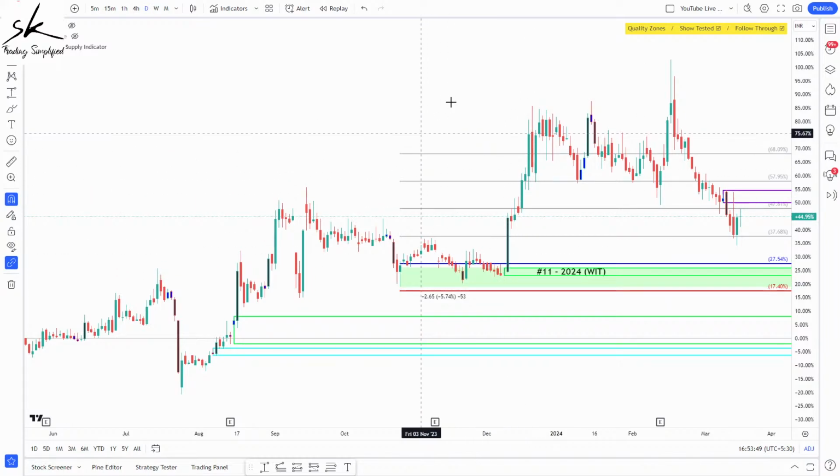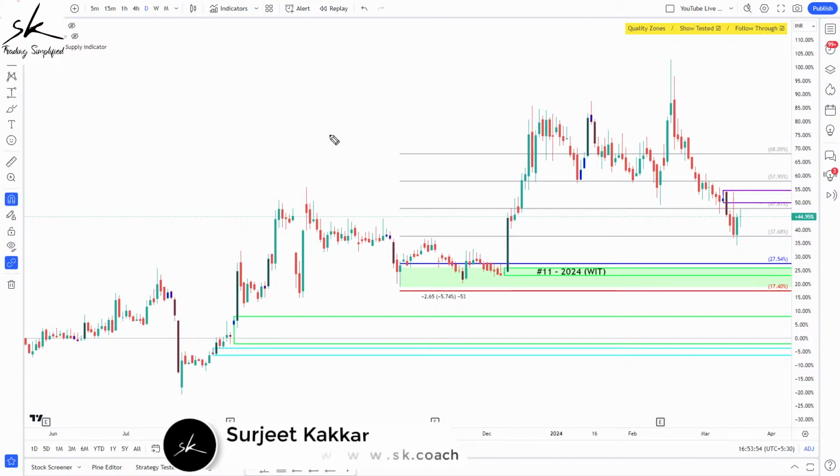How to mark a supply zone when there is a gap up. See, the first thing is, let's assume there is a candle here, and then we have a gap up. So what I'm doing is assuming this gap up as a dotted candle, just to understand what we are trying to mark here.